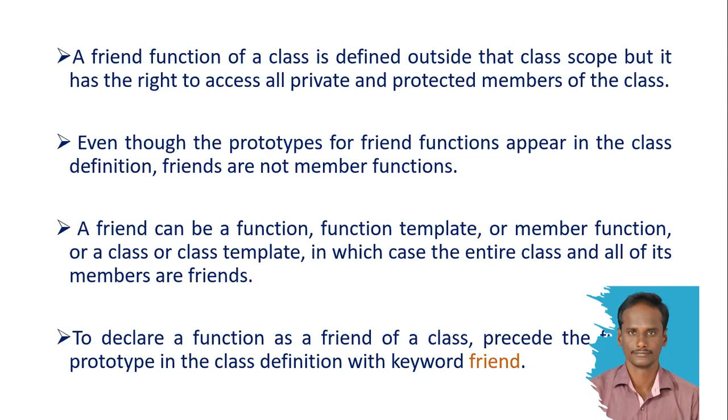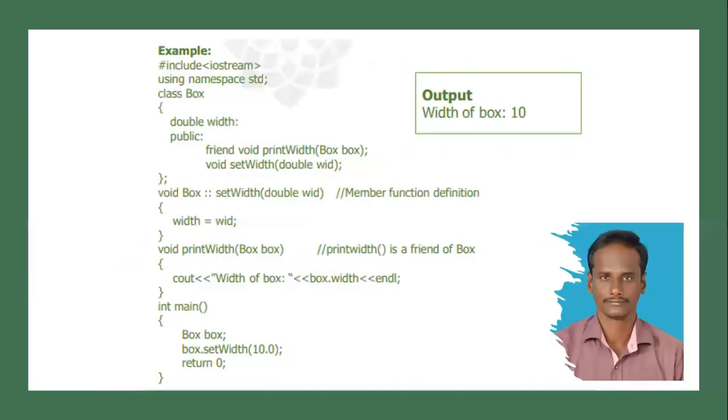A friend can be a function template, or member function, or a class or class template, in which case the entire class and all of its members are friends. To declare a function as a friend of a class, it should precede the function prototype in the class definition with the keyword called friend. So this is what is given in this slide, right?